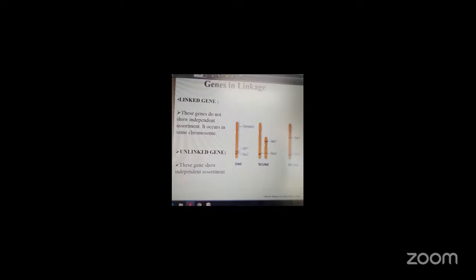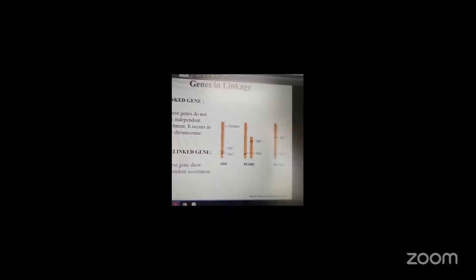Incomplete linkage: the genes present on the same chromosome have a tendency to separate due to crossing over. They produce recombinant progeny besides the parental type.